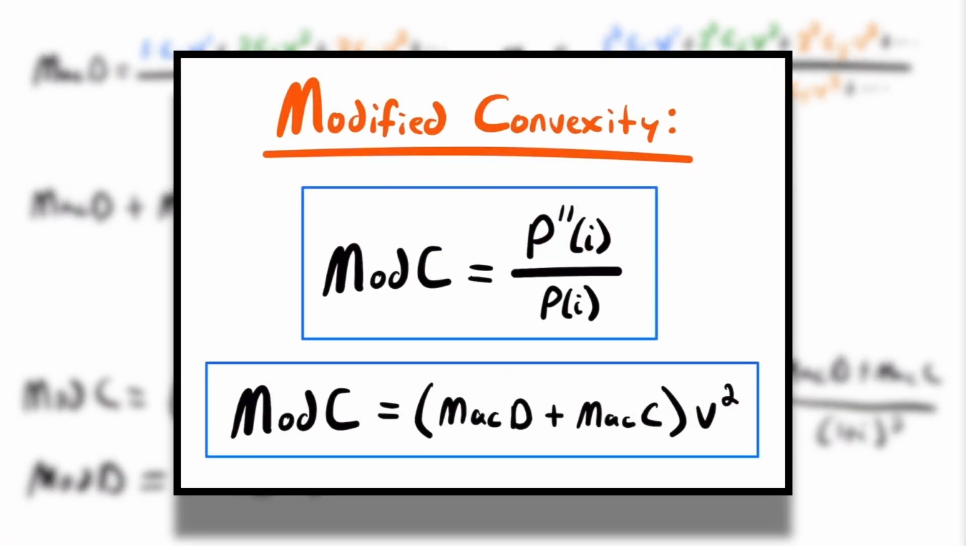Okay, but to summarize, the modified convexity for a set of cash flows can be calculated in two different ways. The ModC can be found by taking the second derivative of the present value function evaluated at i divided by the present value function evaluated at i, or you could find the Macaulay duration and the Macaulay convexity, add them together, and multiply by v squared, and that will also give you the ModC, or the modified convexity. Okay, and so with that, that is all you need to know about Macaulay and modified convexity. In this video, we were just looking at how to simply calculate them and where their formulas come from. Being able to calculate these different types of convexity will become important in a later lesson.